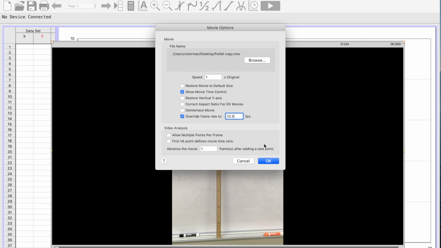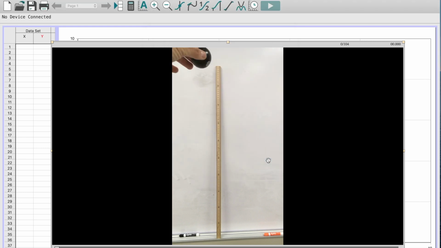22.5. If you happen to know the frame per second rate of your device, then you should go to the movie options and change your frame rate. If you don't know the frame rate, leave it at 30. And that can be something that you talk about when you analyze your data. Okay.